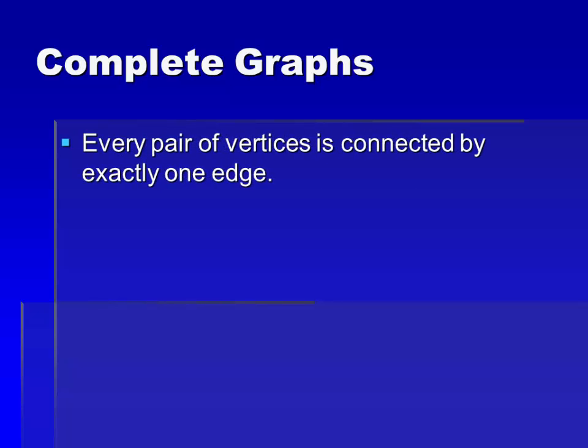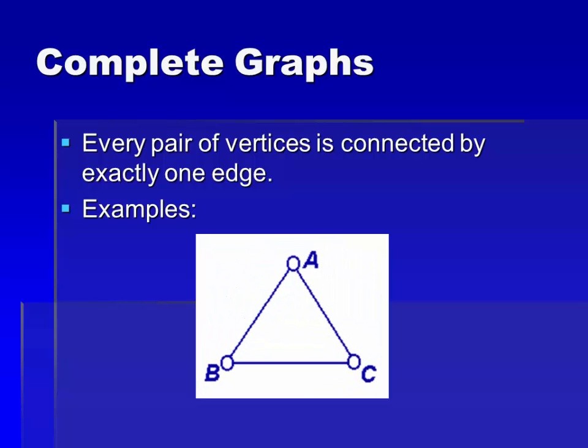Now for Hamilton circuit problems, we're going to look at a different kind of graph, and that's a complete graph. Complete graphs are where every pair of vertices is connected by exactly one edge. So let's take some examples of complete graphs. Here's a graph with 3 vertices and 3 edges, and it's complete because all 3 of them are connected to each other.